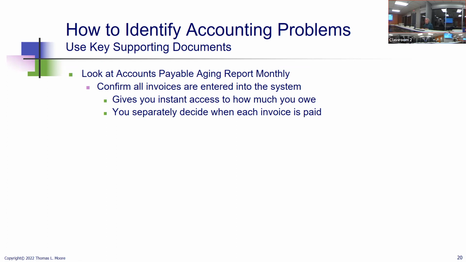Don't get stuck by having an invoice from a vendor and not putting it into the system because you think you'll do it later, or you can't pay it, so you don't want it in the system. That's a mistake that a lot of business people make, and that's a big mistake. Even though you may not be able to pay it, even though it may be late when it's paid, you want to make sure that invoice is in your accounts payable system. It gives you instant access to how much you owe. You can decide separately when you want to pay each invoice.